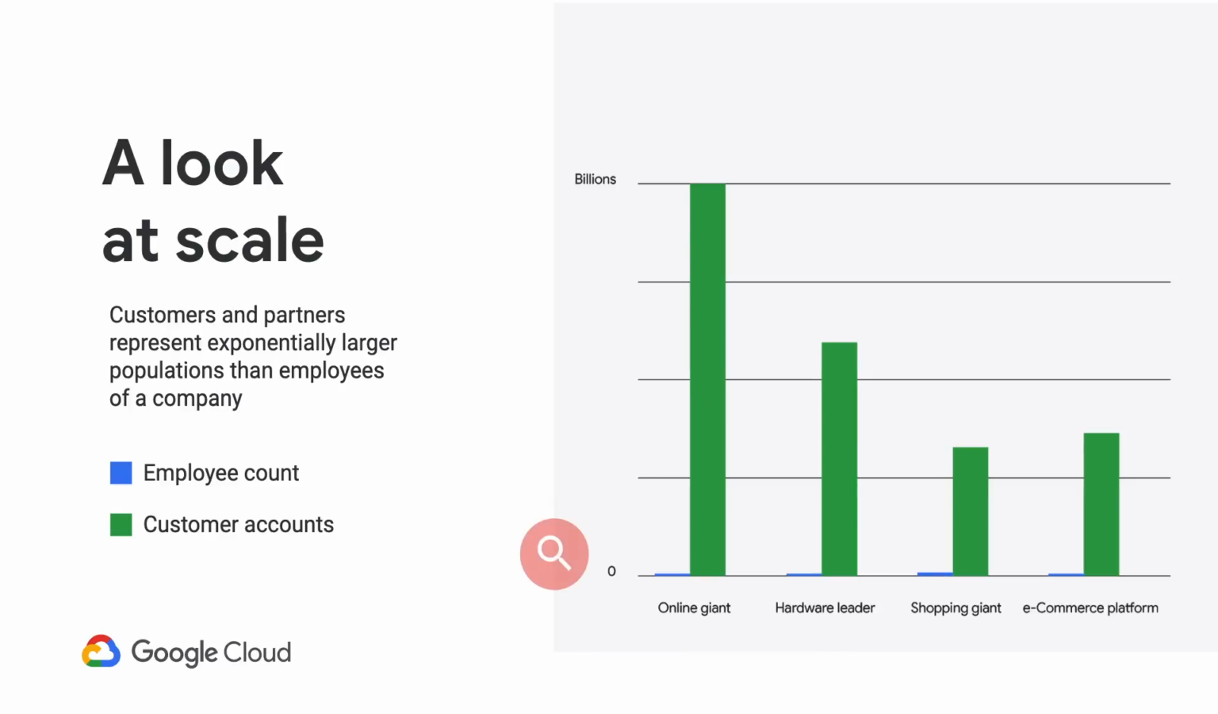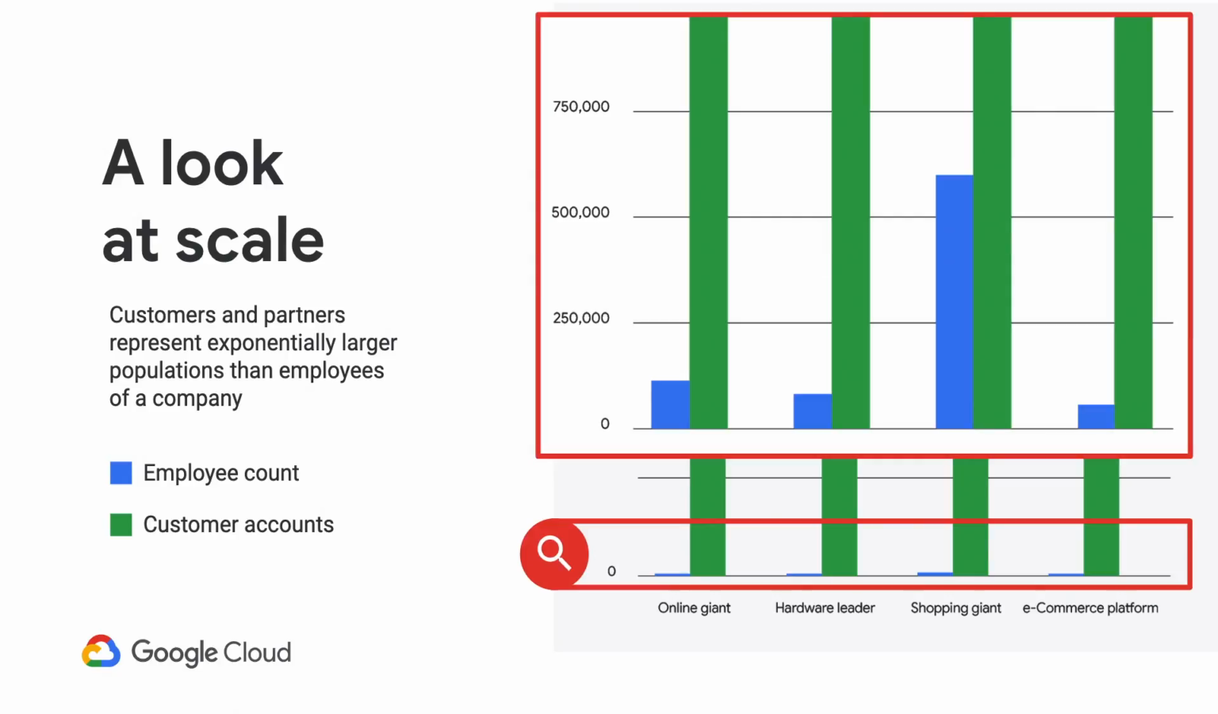So let's zoom in here just a little bit and have a look. As you can see, even the largest organization here is dealing with 500,000 or 600,000 employees. But when you're talking about billions of customers or billions of partners, really the traditional IAM systems that you've been using don't cut it. And so you need a better way. You need something more equipped to deal with this volume of users, this volume of traffic, and the needs that these users have.